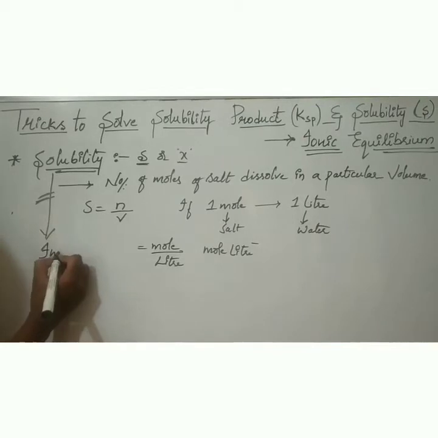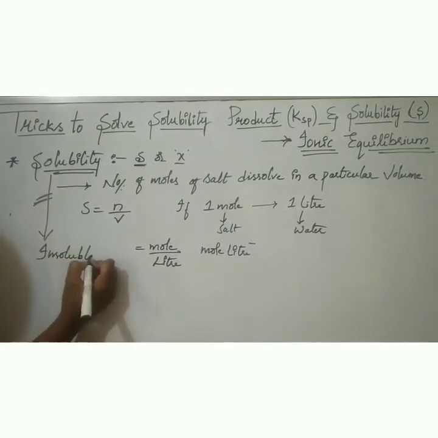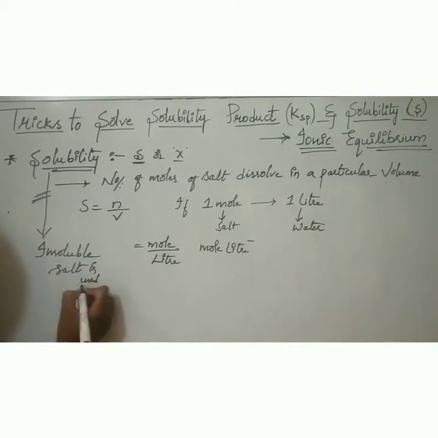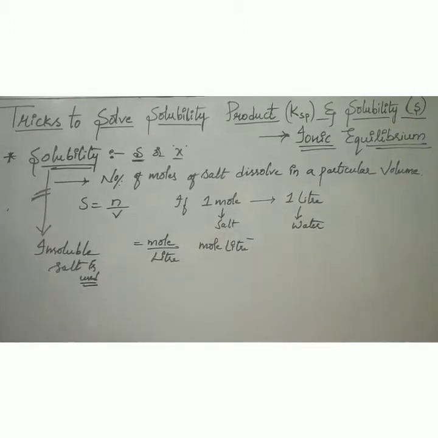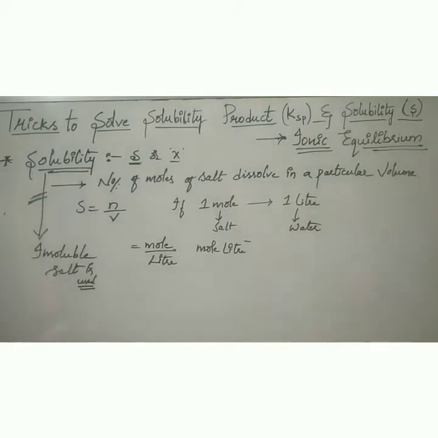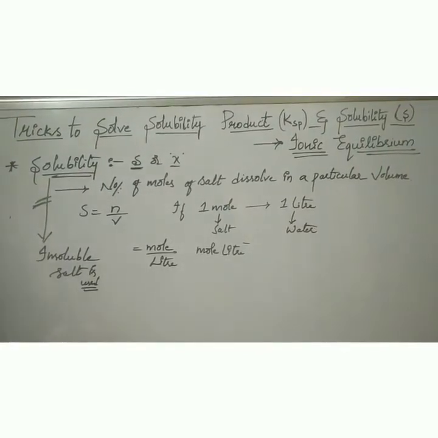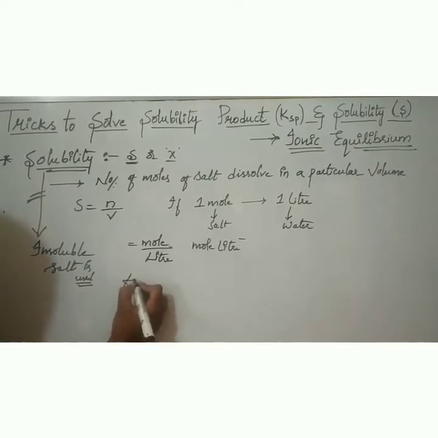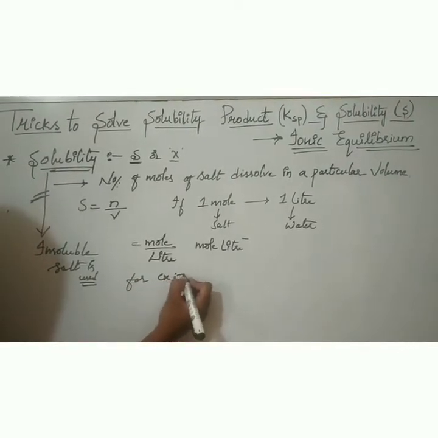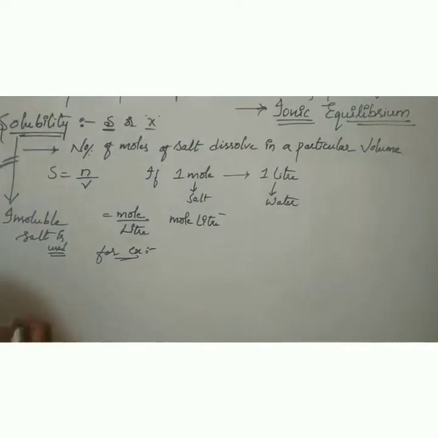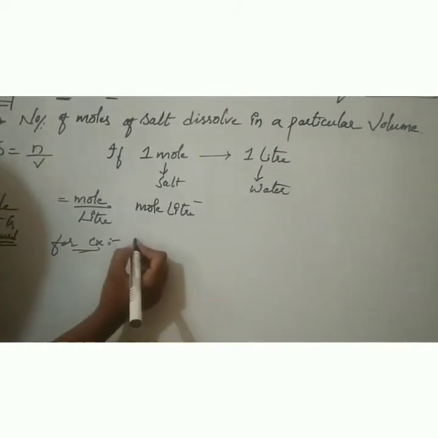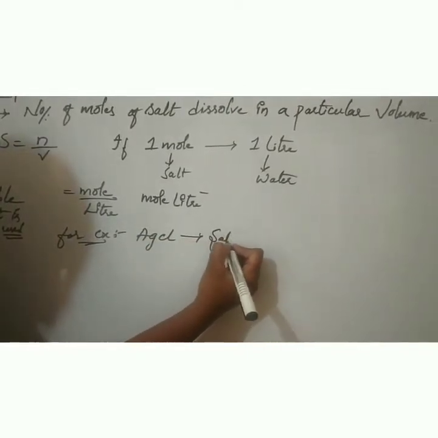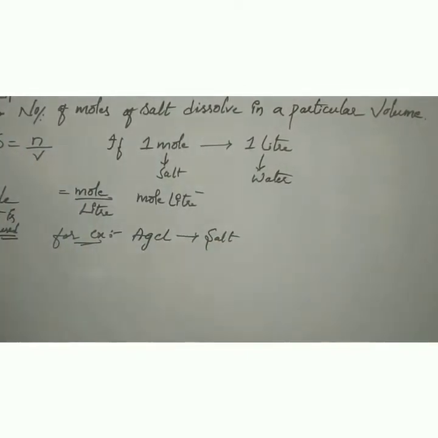The insoluble salt is used. How much salt is dissolved in the particular volume? For example, AgCl. The given salt is AgCl, this is the salt AgCl, silver chloride.